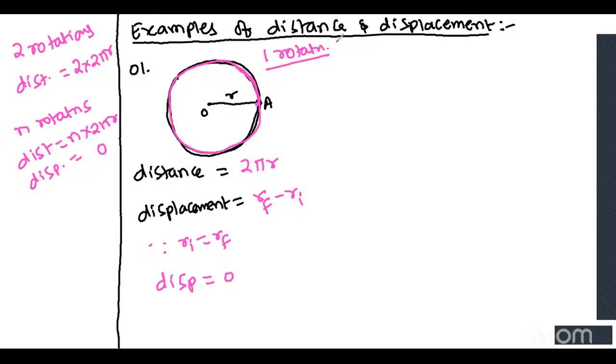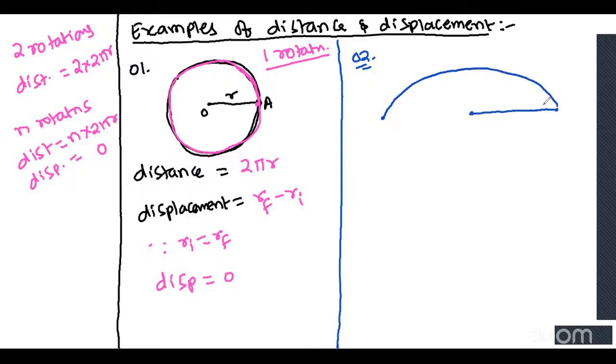Now, second example. Now, with a radius r, particle moves in a semicircle. Moves in a semicircle. That is, particle is moving from A to B, having OA equal to R and OB equal to R. Okay?